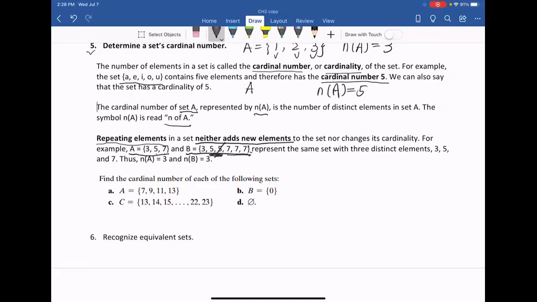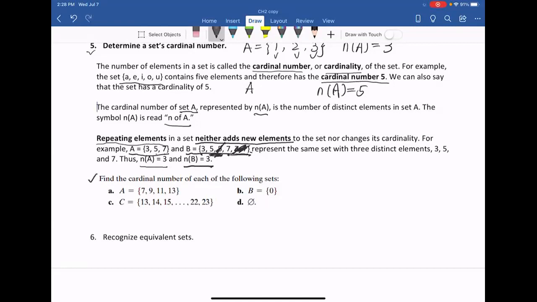We just cross out the repeated elements, and to see the distinct elements, we have 3, 5, 7. That means the repeated elements will not affect the cardinal number. We just cross them out and see what the cardinal number of this set is. So n of A is 3, n of B is 3 too.